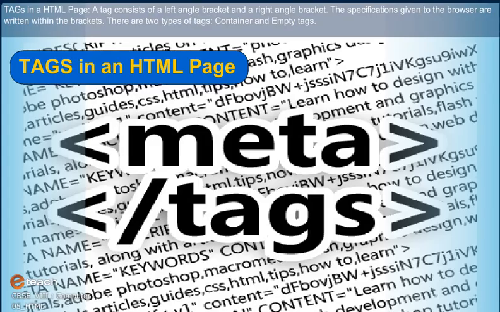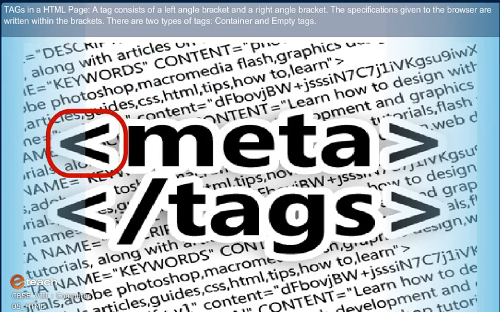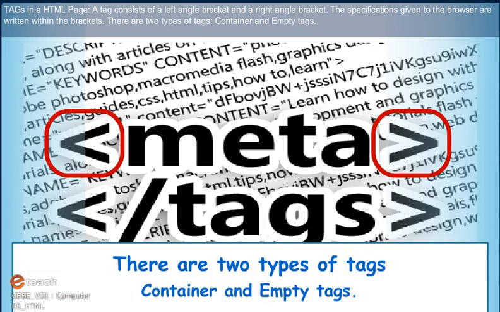Tags in an HTML page. A tag consists of a left angle bracket and a right angle bracket. The specifications given to the browser are written within the brackets. There are two types of tags: container and empty tags.